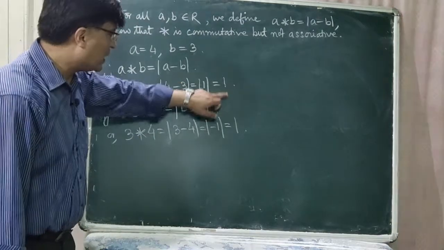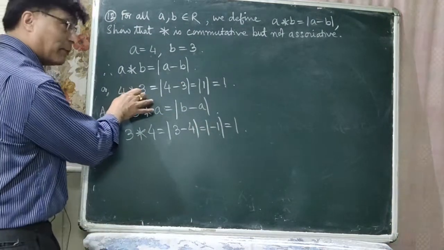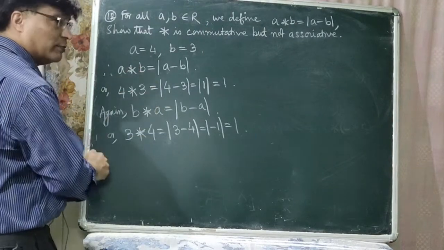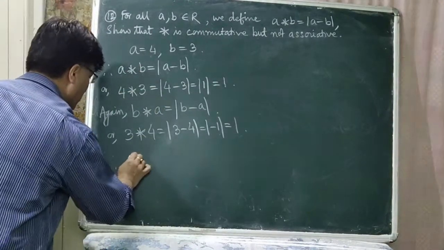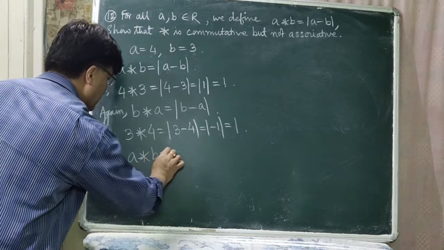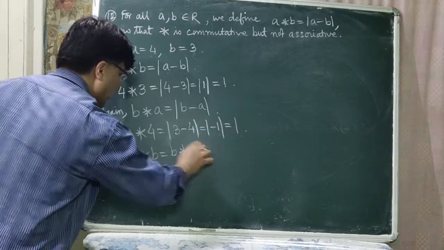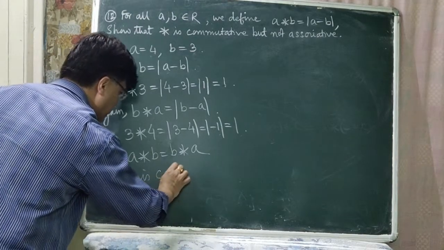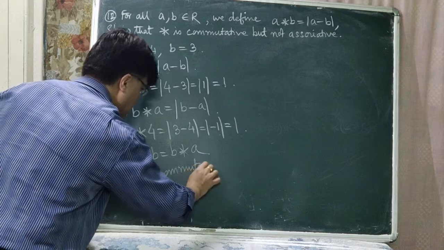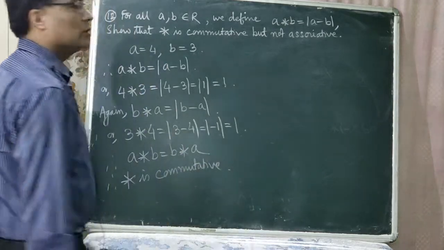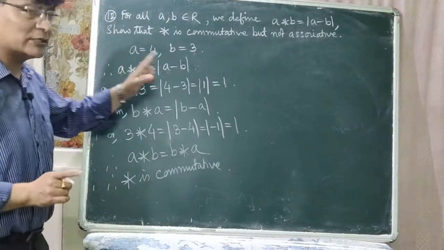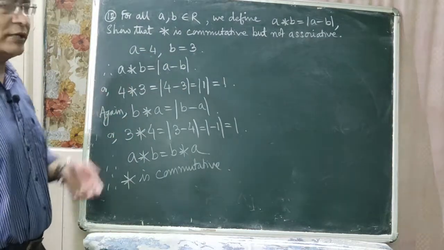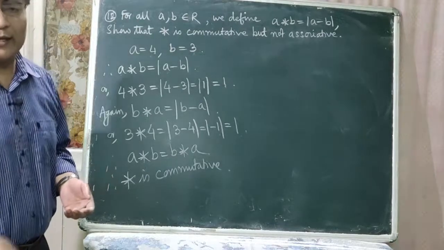Since 1 and 1 are there, we have proved that 4 star 3 is equal to 3 star 4. That means A star B is equal to B star A. Therefore star is commutative. In order to prove star as commutative, we can give some examples here, that is A is equal to 4, B is equal to 3. You may give A is equal to 2, B is equal to 1 and so on.